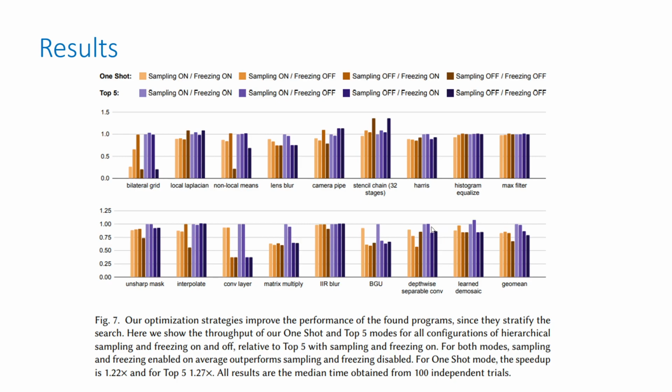This is expected. So the behavior is quite expected. But when you have both off in the stencil chain, it gets better like this, and also camera pipe as well. But for most of the cases, in the case of the top five, the performance is better.